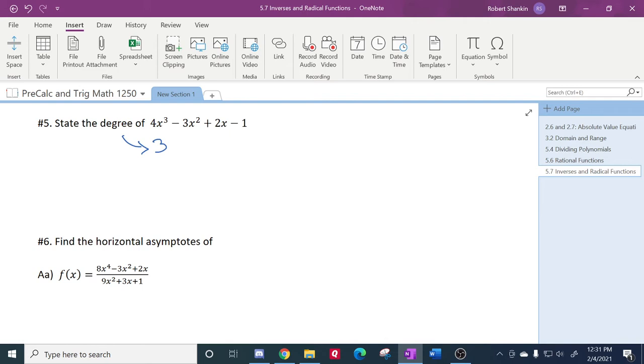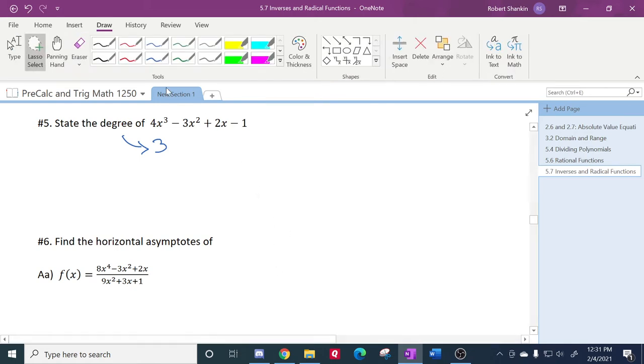Okay, 30 seconds more. So the horizontal asymptote there is none. How come there's no horizontal asymptote?